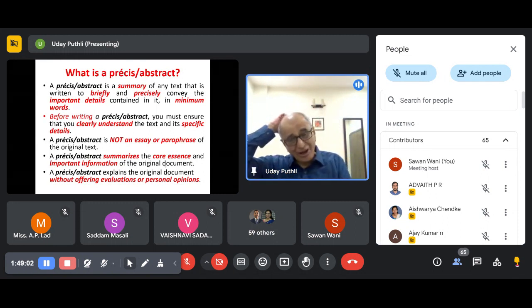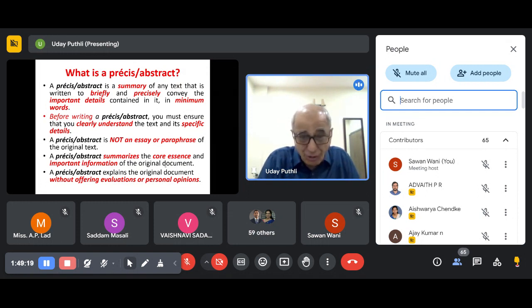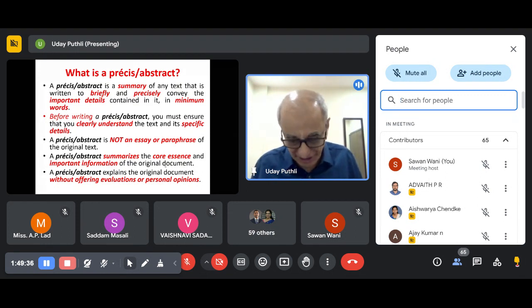It summarizes the core essence, the main part. You see, a précis or a summary in Hindi and Marathi is called a saransh. What is a sar? The sar is the essence. You're pulling it out. It's also called ras, the main essence, and that is at the core. You're summarizing it, and the important information of the original document is put into that document. It explains the original document, but it does not offer evaluations or personal opinions.